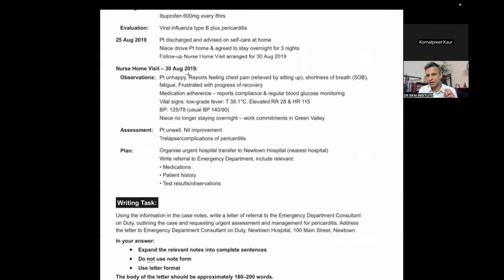तो अब करते हैं 30th August 2019. लास्ट डेट इज टुडेज डेट. सो अब देखते हैं टुडे में क्या क्या हुआ है. टुडे में, as we said, patient unhappy, reports feeling chest pain, relieved by sitting up, shortness of breath, frustrated with the progress of recovery. So that means maybe he was trying to recover, but there is no recovery. Medication adherence he did. Temperature is this much. We will write this. Temperature is this.